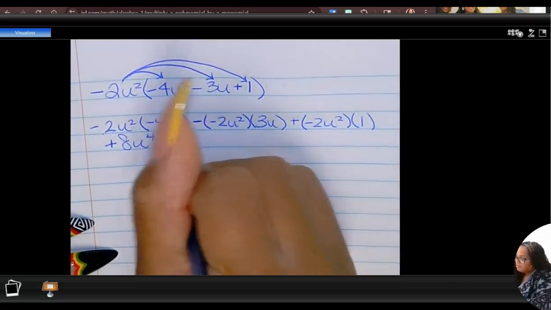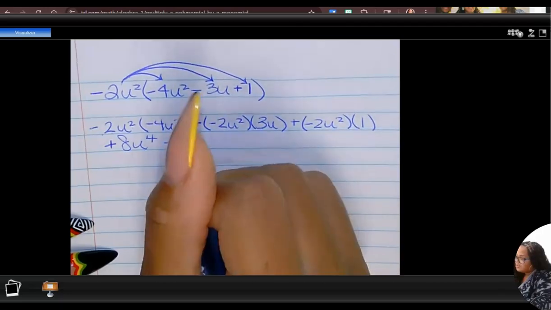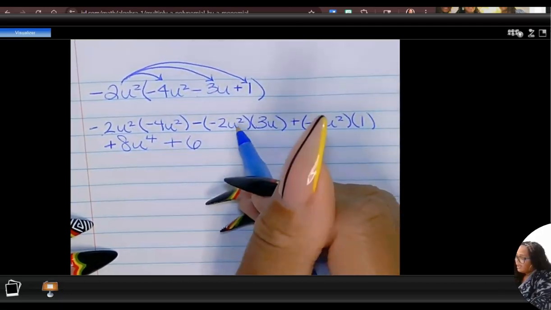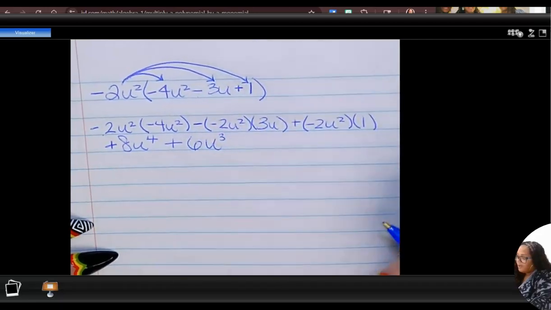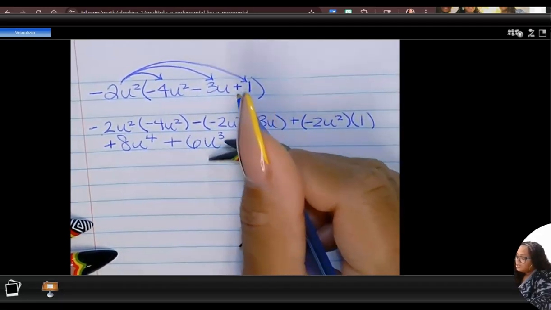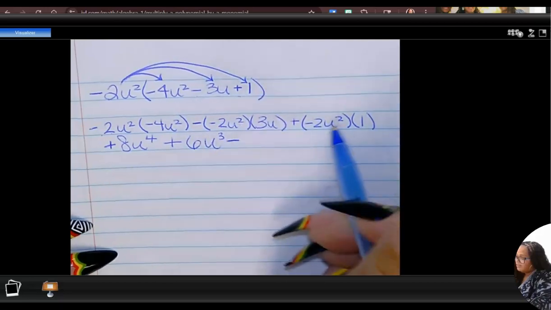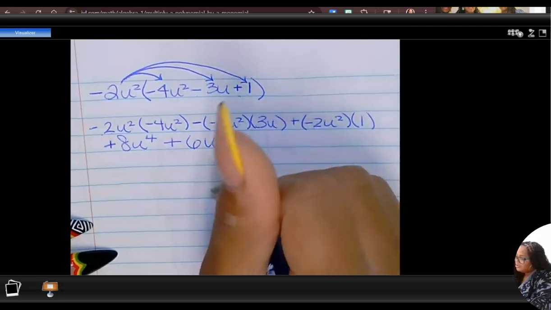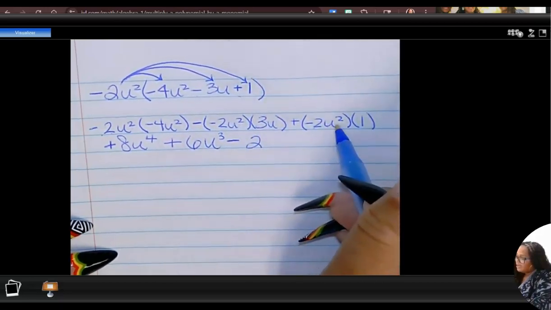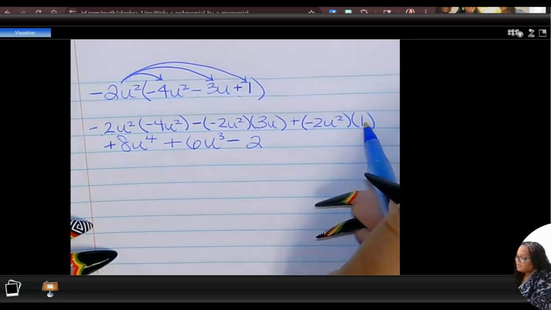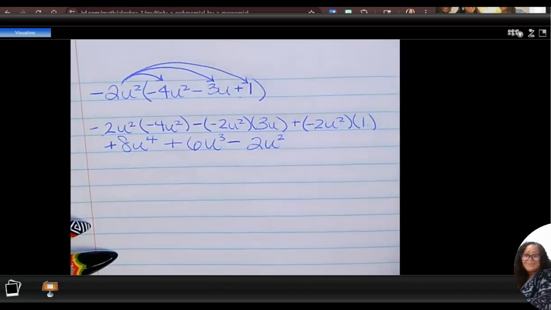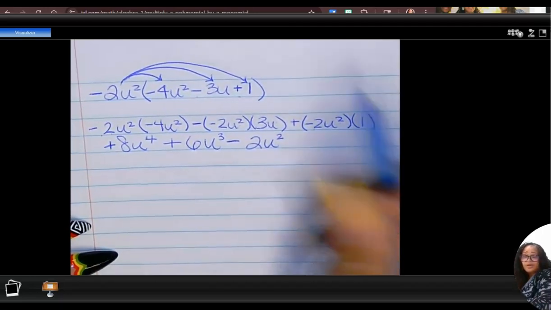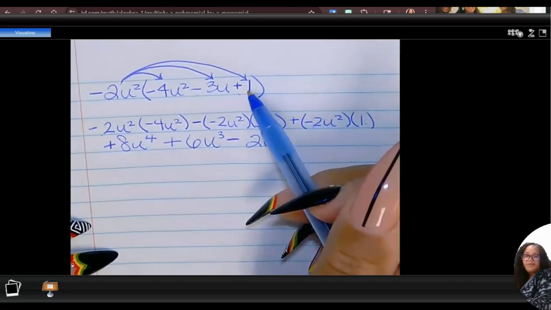Change your sign to a positive. Multiply by 2. 2 times 3 is 6. Add 2 to the exponent here. That's u to the 3rd power. Change your sign to a negative. Multiply by 2. And add u to the 2nd power as your exponent gets raised again. And that's just anything times 1 is itself. So it doesn't change at the end. It just gets multiplied by 1.